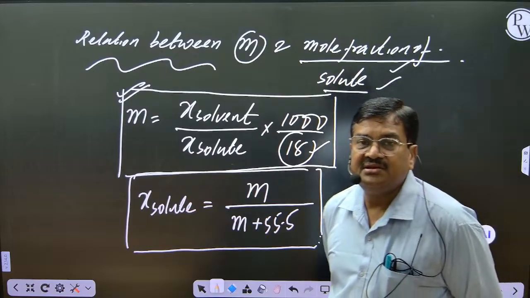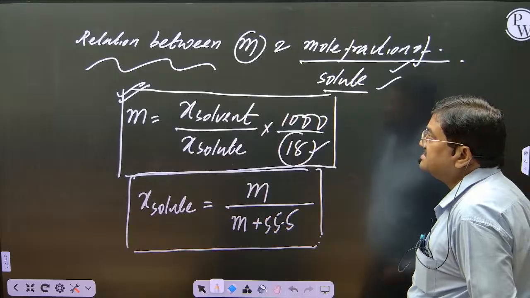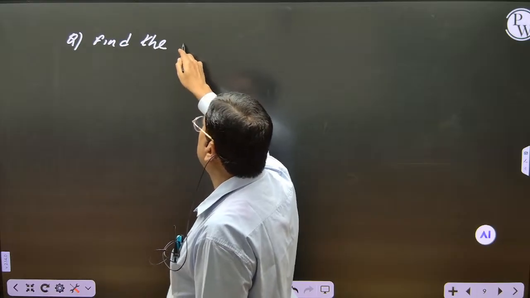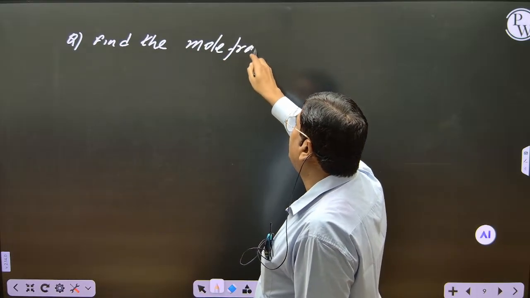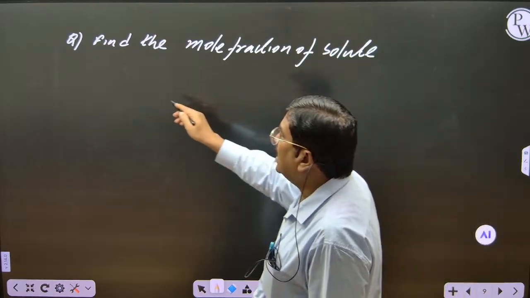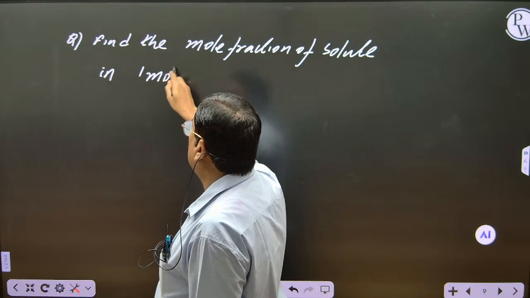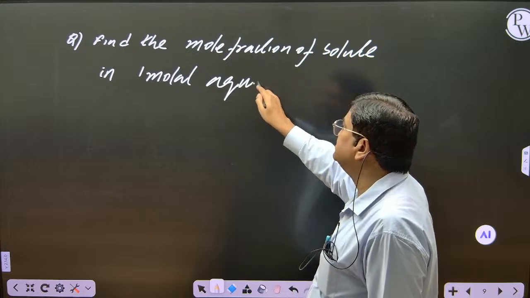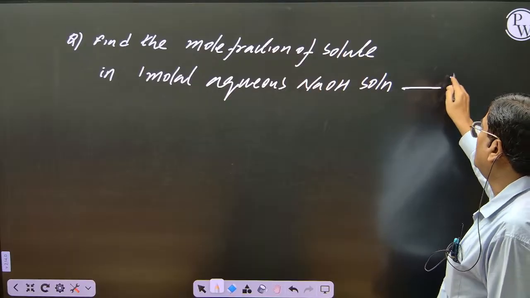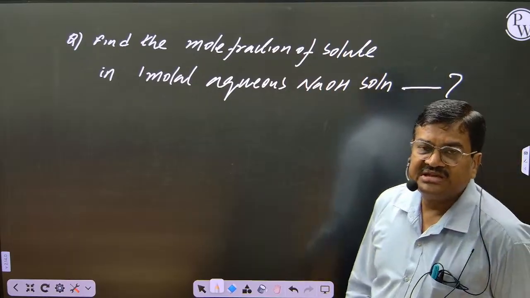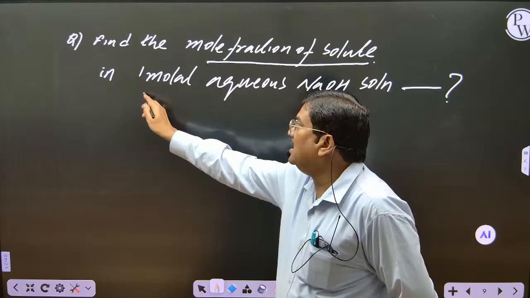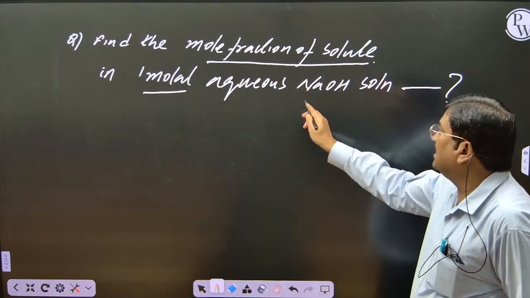Following students, write one question. Once in the exam they ask a question like this, right? Find the mole fraction of solute in 1 molal aqueous NaOH solution. Aqueous means he is mentioning water. Understand what I am asking. What will be the mole fraction of solute? We have to find the mole fraction of solute in 1 molal. Molality is given as 1 molal in aqueous NaOH solution.